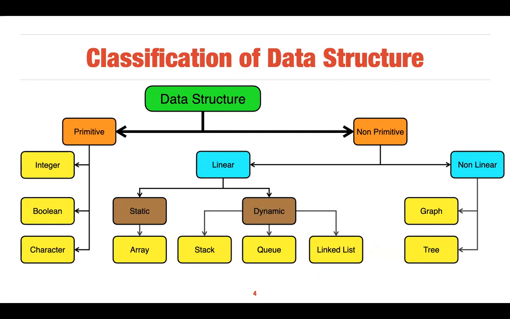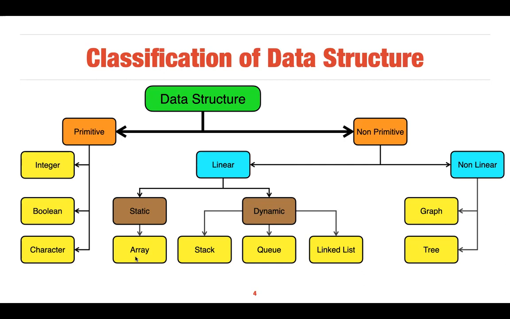Now we will talk about the data structures. So, classification of data structures. Broadly, we can classify data structures into two parts, primitive and non-primitive. Examples of primitive are integer, boolean, character. Maybe you are aware of these terms, integer, character and all. And non-primitive can be further categorized into linear and non-linear. And linear can be further divided into static and dynamic data structures.